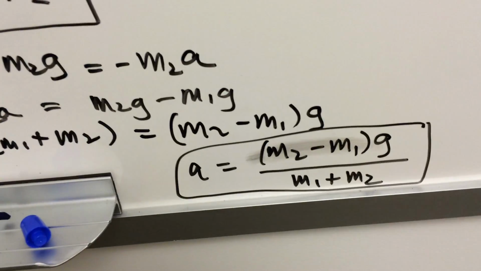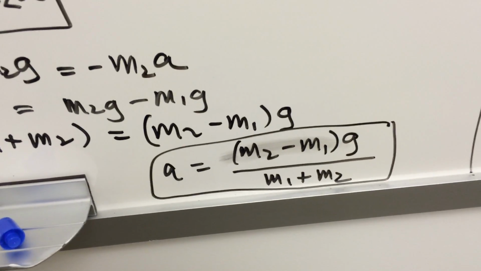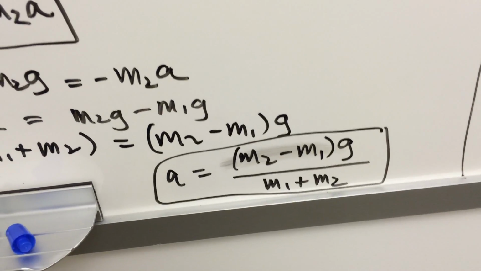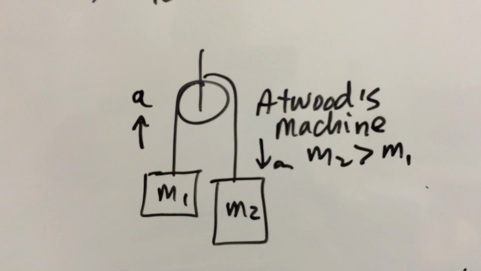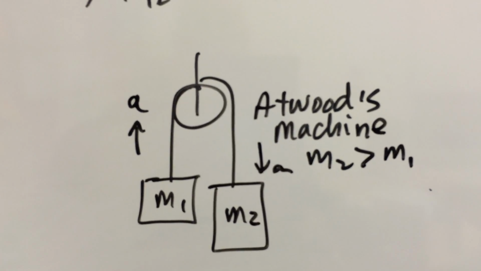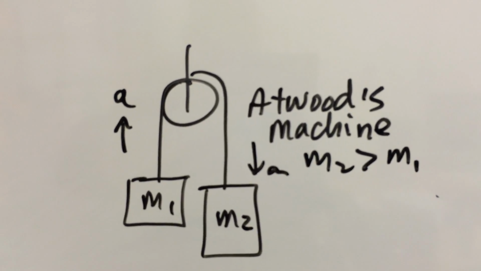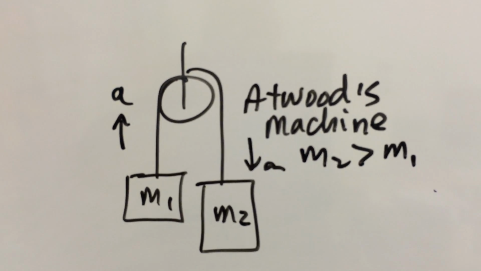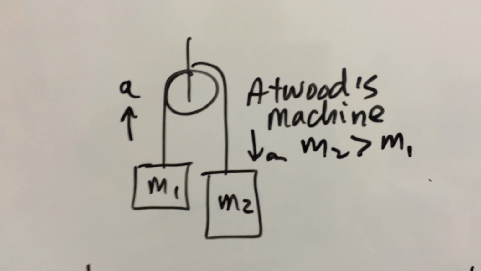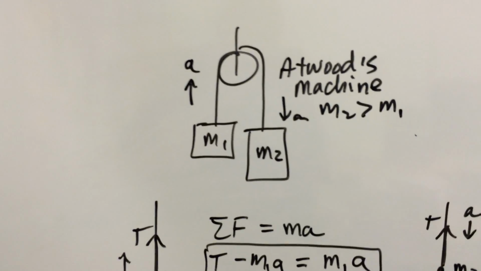Now, if m2 is equal to m1, look at what happens. m2 minus m1 will give you 0, and so the acceleration is 0 for the system. In other words, if the two masses were identical, then this thing will either be at rest or moving with constant velocity, which is basically what you would get in reality for something like this. So that's Atwood's machine.